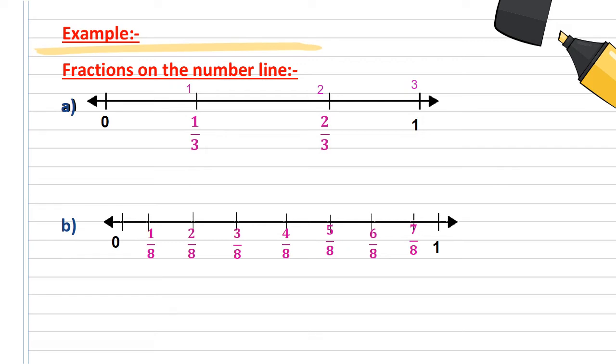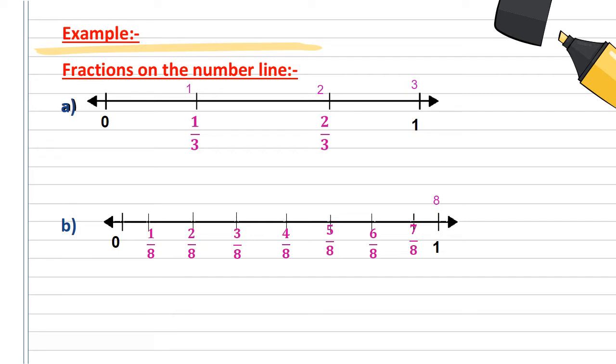Why is the denominator here number 8? Because I have from 0 to 1, 8 points. 1, 2, 3, 4, 5, 6, 7, 8. So I put the number of points on the number line between 0 and 1 as the denominator. I count how many points. Then the number which is above number 1 will be the denominator. And the numerator will be according to each point. The first point, the second point, like you see here.